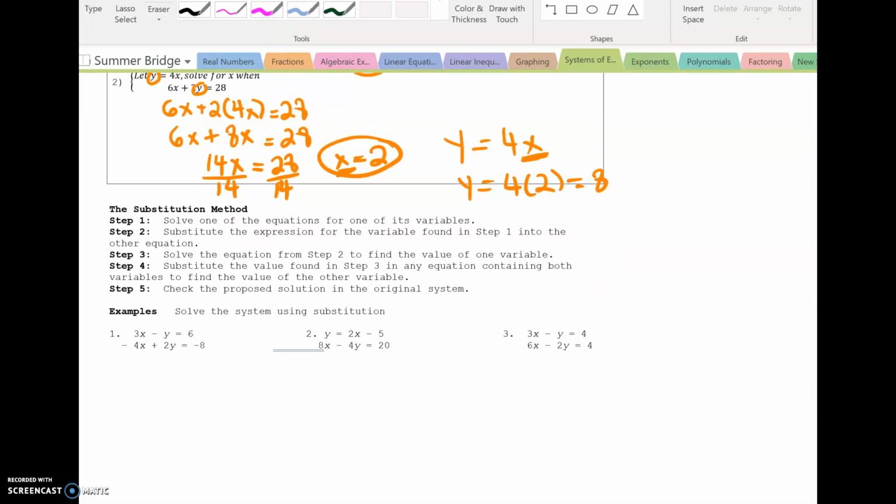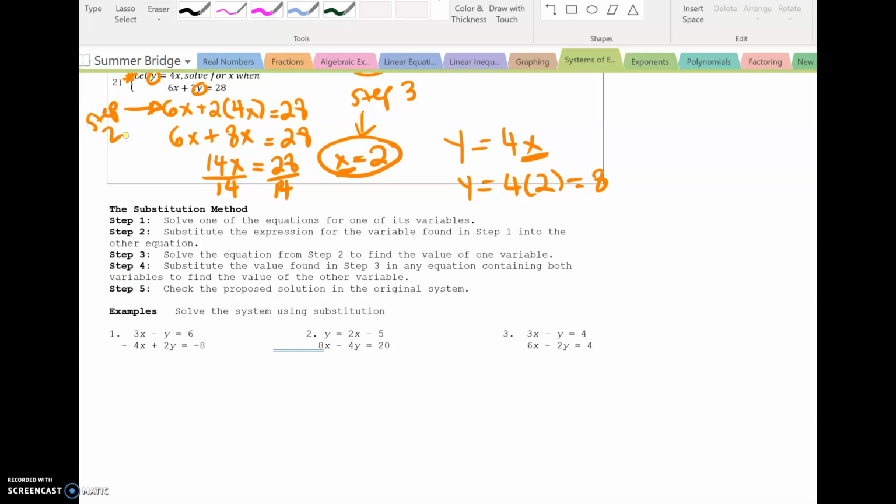The first step is to solve one of the equations for one of its variables, which, luckily for us, was already done right up there. Okay? Then we're going to substitute the expression for the variable found in step 1 into the other equation, which we did right here. Then we're going to solve the equation from step 2 to find the value of one variable, which we found: x was equal to 2. And then this was step 3. This was step 2.